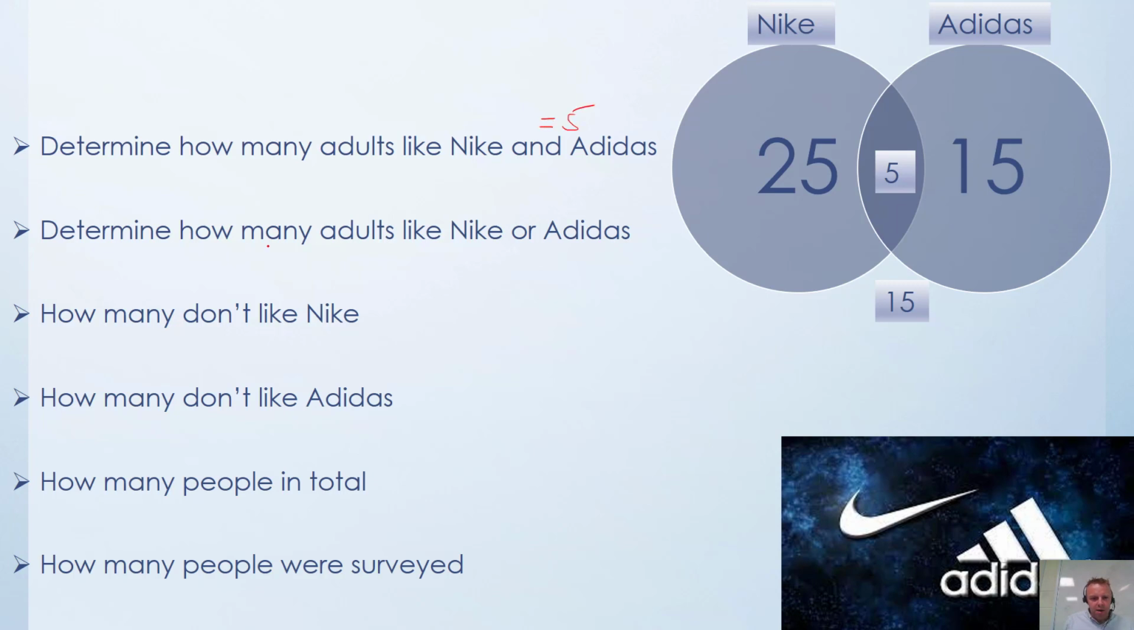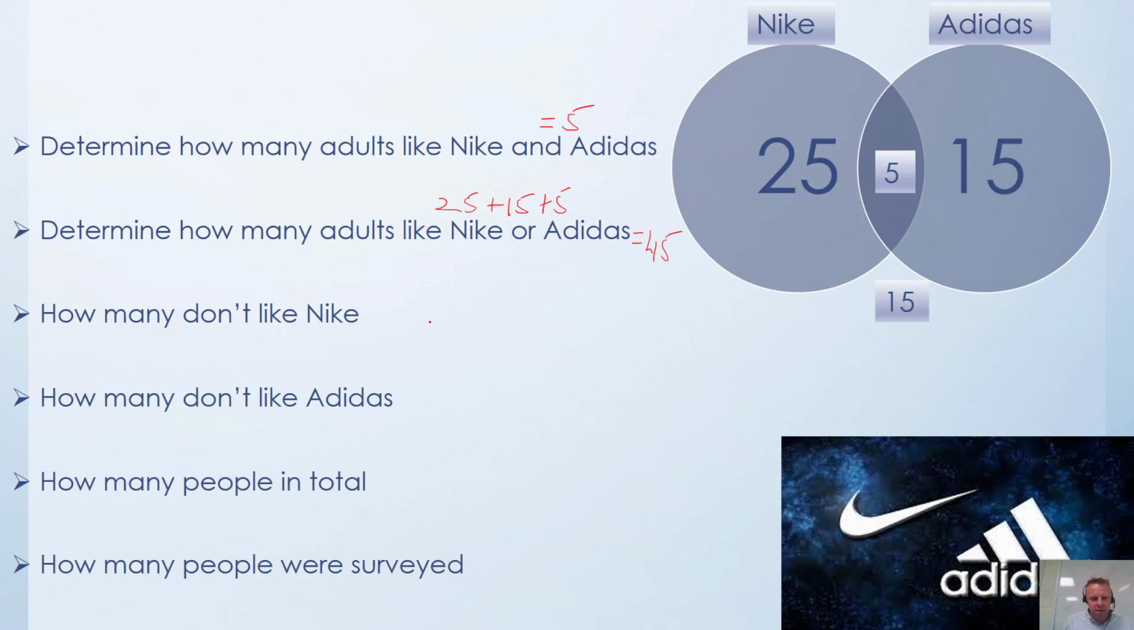Determine how many adults like Nike or Adidas. Or means they can like either, and be very careful here, that it can include both as well. So that's 25 plus 15, which is 40, and add your 5, and that is 45. So 25 plus 15 plus 5 gives you 45.